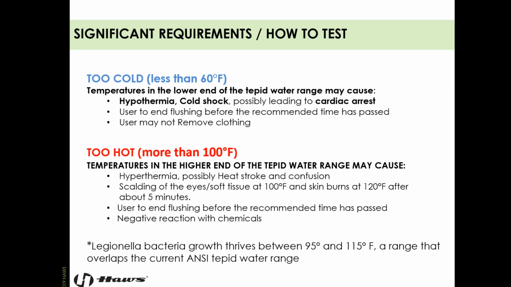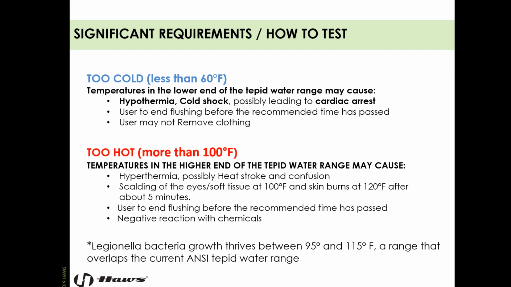You also may not remove your clothing, and you've got to be in your birthday suit. So if it's too cold, they may not remove their clothing. Too hot, and you're risking hyperthermia, which is the opposite of hypothermia. Your body's going to get too hot too quickly and may result in heat stroke, confusion. You could scald the soft tissue of your eyes at 100 degrees, and skin burns at about 120 degrees Fahrenheit and above, after about 5 minutes.